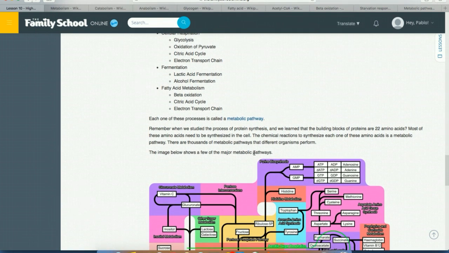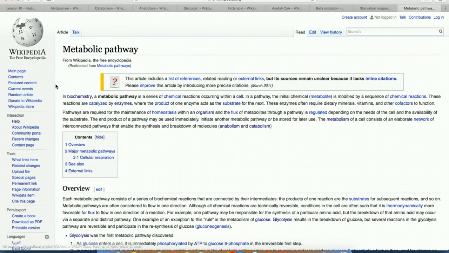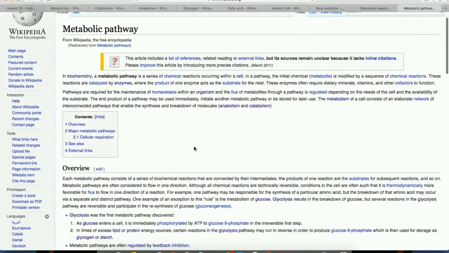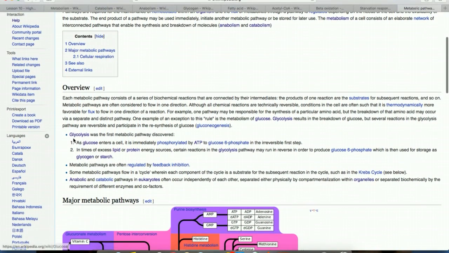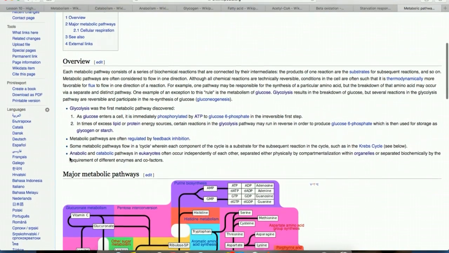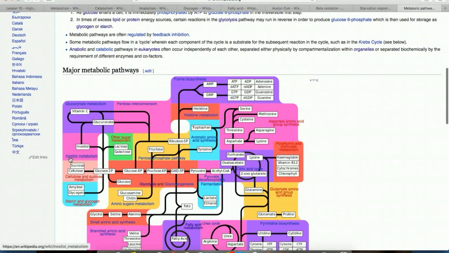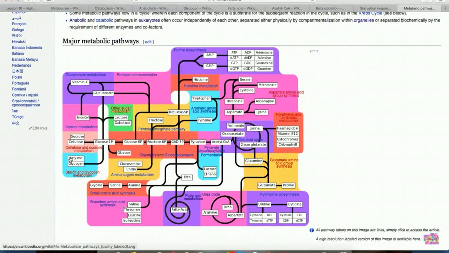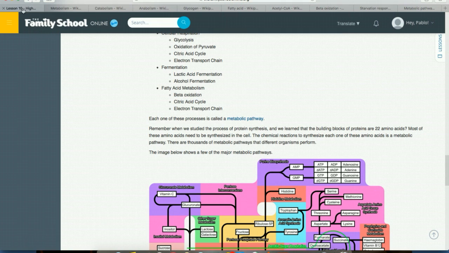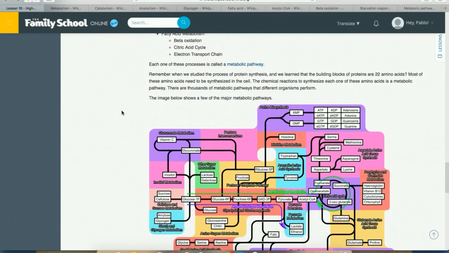Okay. So let's see the article here for metabolic pathway. So it's a series of chemical reactions occurring in the cell. All right. So there are lots of different ones, and here it talks again about glycolysis, and it has a map of that. I have that map here on the lesson.